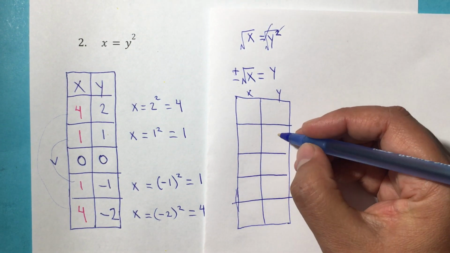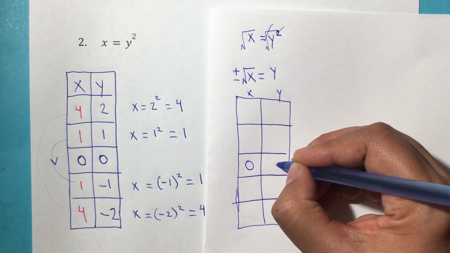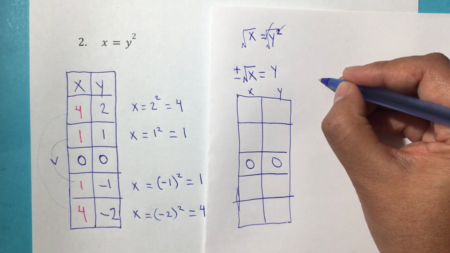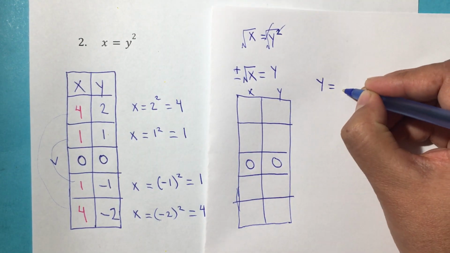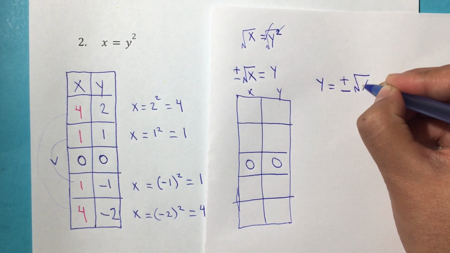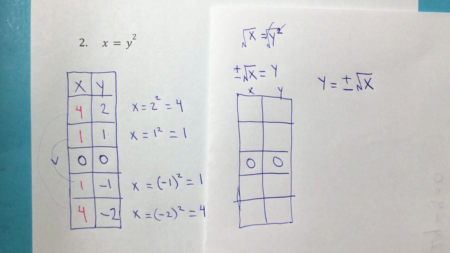And I'm just going to start with 0, 0. Let's put it right here. 0, and then 0 for y, right? And let me write it in here, but the y first. y is equal to plus or minus the square root of x, and that comes from our warm-up. That's why I put that warm-up in there.